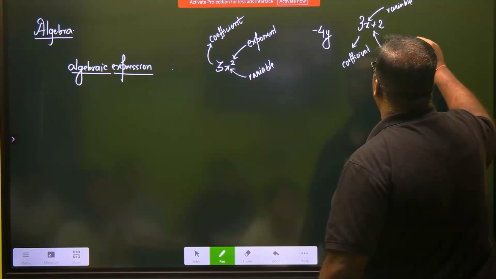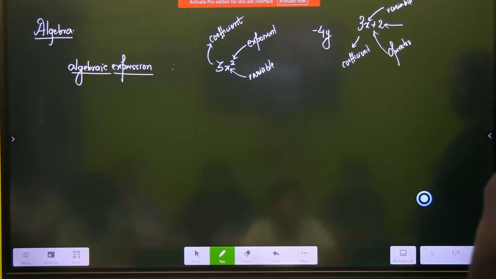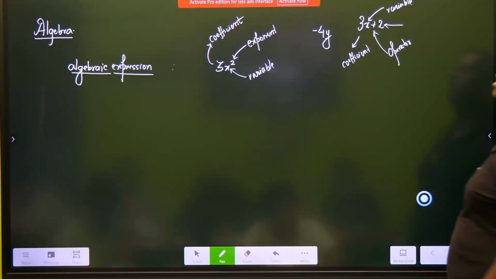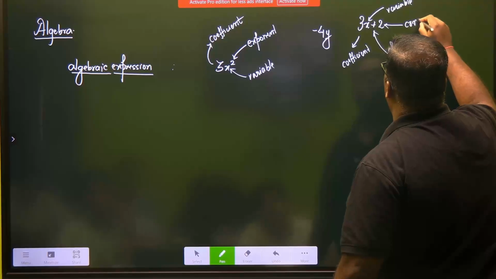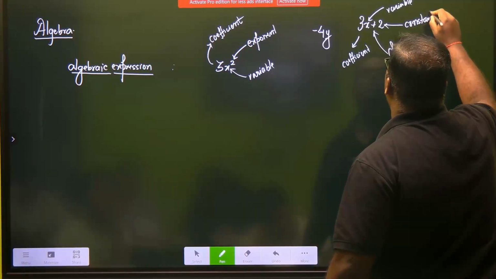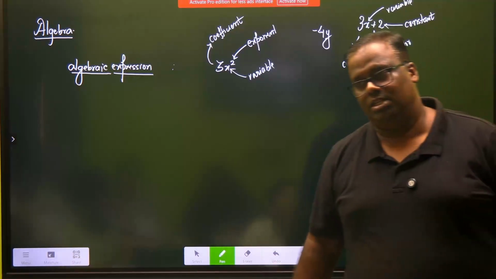Operator. And now look at 2. Does the 2 have any variable associated with it? No, the 2 does not have any variable right now. In that case, the value of this is fixed, which is 2. I will call it as a constant. Okay?